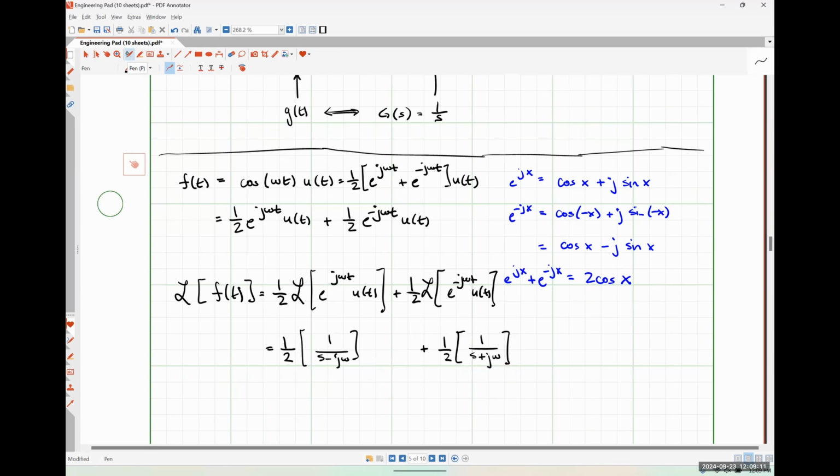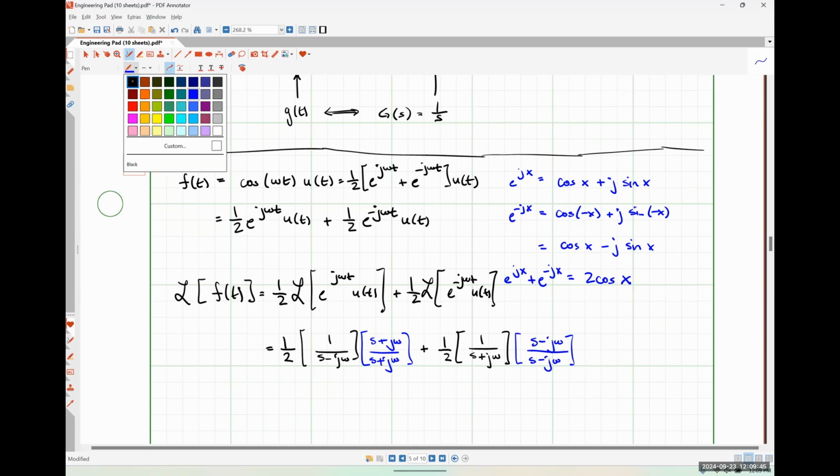Okay. So if I multiply by the complex conjugate of this denominator over the complex conjugate of this denominator, I'm going to get rid of the complex number in the denominator. Same thing here, right? So I'm just going to multiply by a fancy representation of the number 1. So that would be s plus j omega over s plus j omega goes here. S minus j omega over s minus j omega goes here.